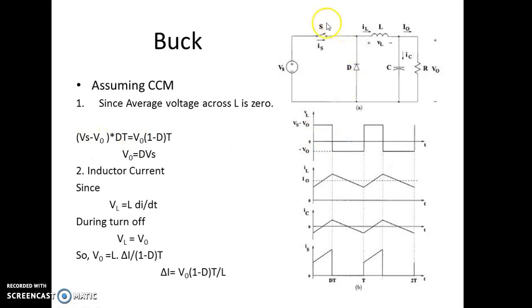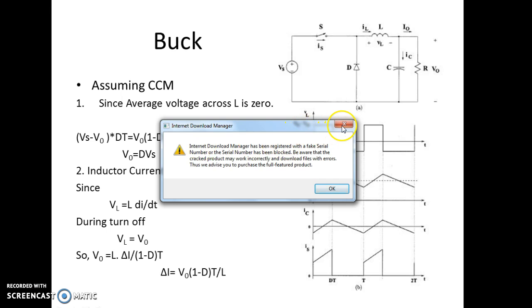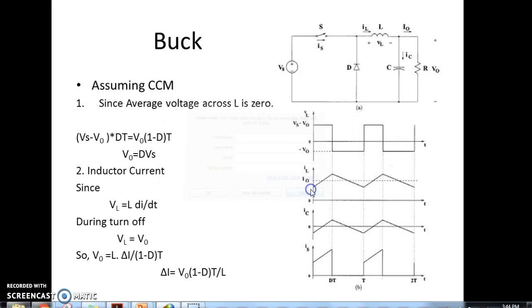Duty cycle, the time for which the switch is on, is called duty cycle or duty time, and V0 into this is called off duty. I'm sorry, this is off duty time.